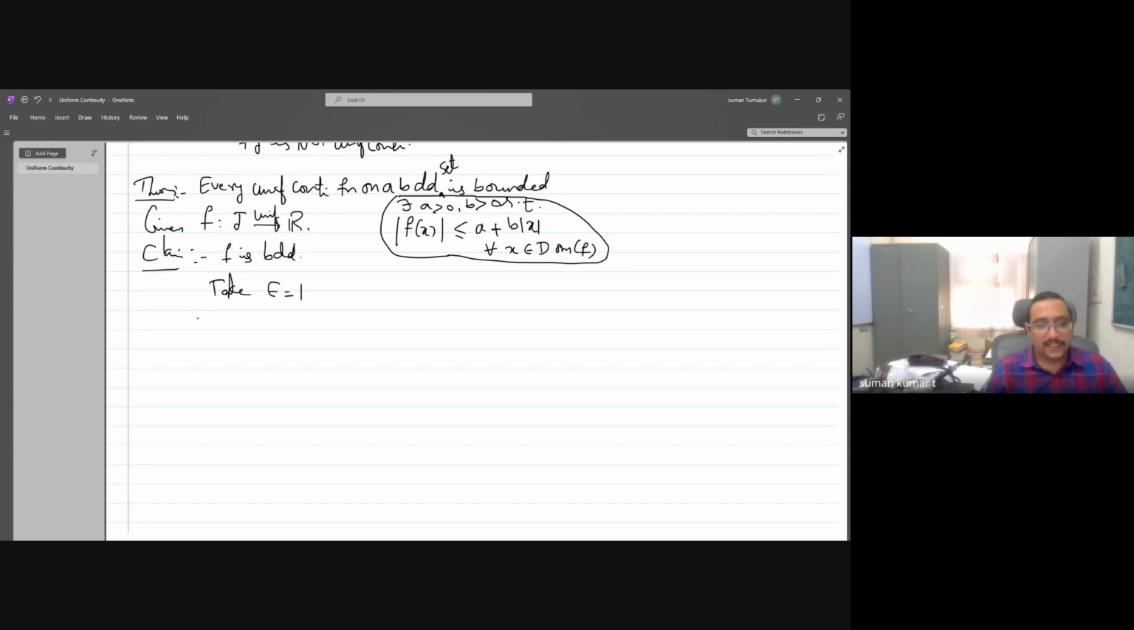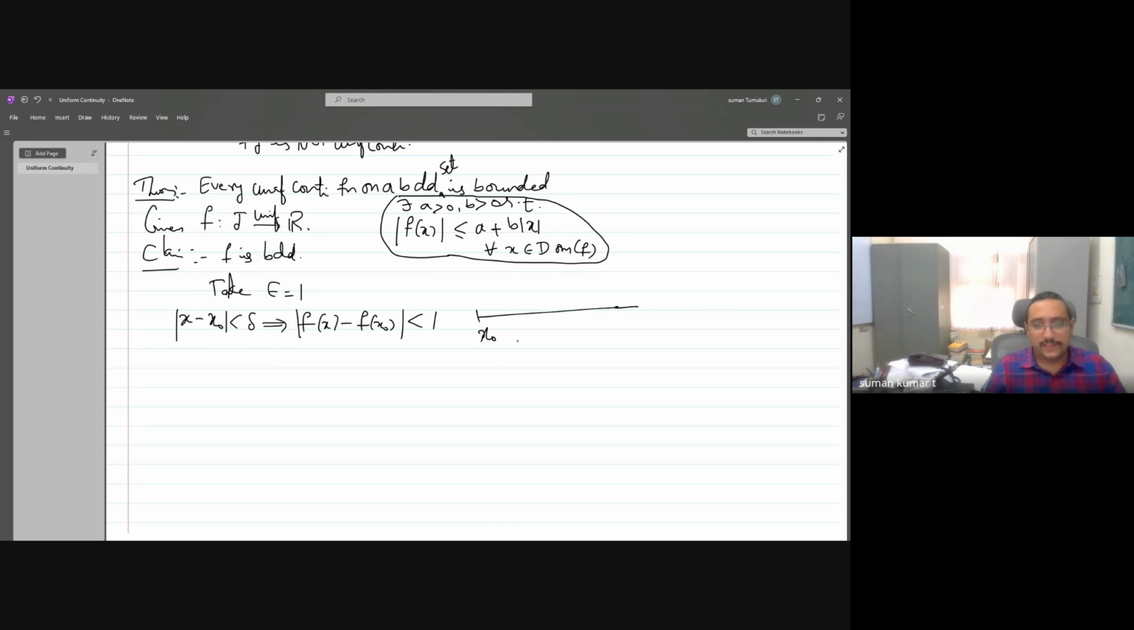Okay, if you take epsilon equal to 1, since f is uniformly continuous, what happens? There exists delta such that mod x minus y, or maybe x minus x naught, where you fix a reference point, less than delta implies mod f of x minus f of x naught is less than 1. So you fix x naught here, and you have this result.